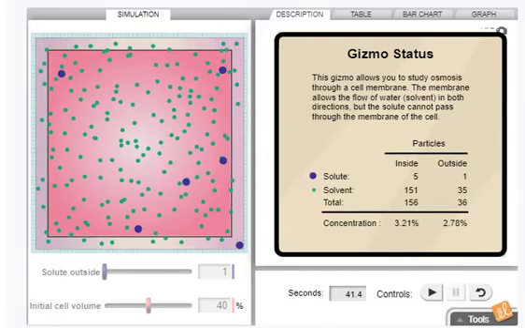All right? So this is our gizmo on osmosis. You have one more question to answer, number 7, where it asks you to summarize the information that we've talked about today. But hopefully this answers any questions you have about the gizmo and has helped you complete the worksheet.